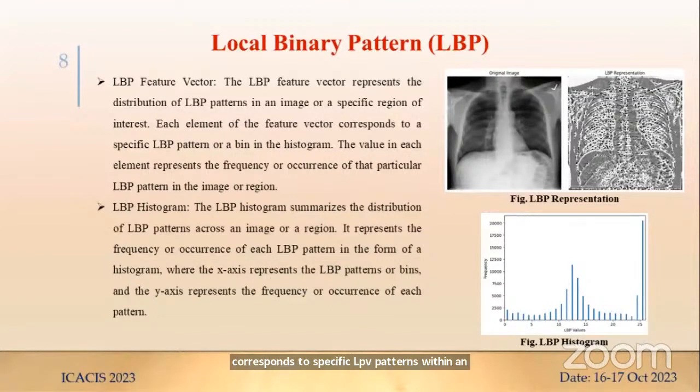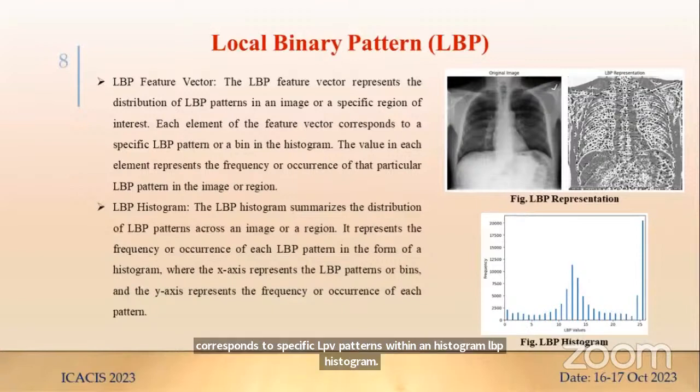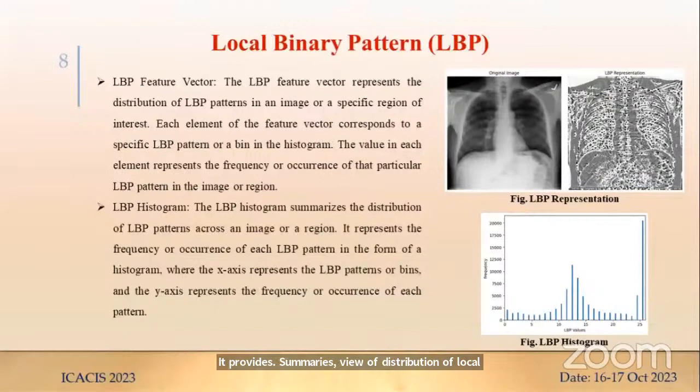LBP histogram. It provides summarized view of distribution of local binary patterns across an image. It represents the frequency of each LBP pattern in the form of a histogram, where x-axis represents the number of local binary patterns, whereas y-axis represents the frequency of local binary patterns. The LBP representation of an X-ray image and its corresponding histogram is presented here.